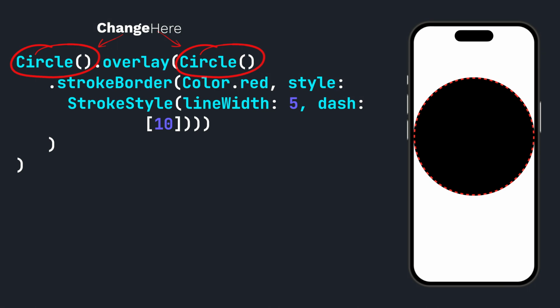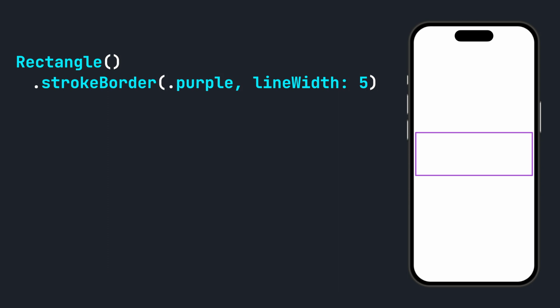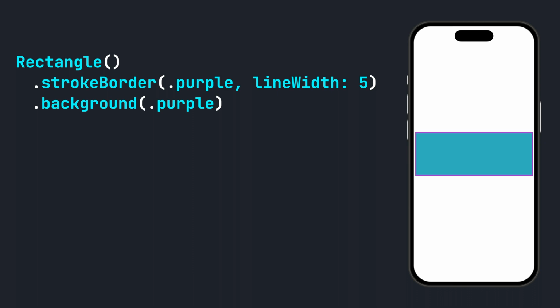If you want to apply a stroke and a fill at the same time, there is no out-of-the-box way to handle this. You have a few options. We'll look at one of them. You can use the dot stroke border modifier to your shape to add a border, and you can apply the dot background modifier to fill the shape with a color.